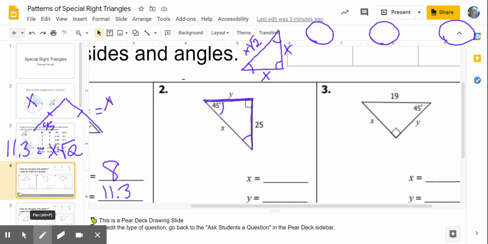Two legs of the triangle have to be what? The same. So is x equal 25 or y equal 25? X or y? I've got y is this side and x is the hypotenuse. So this time y equals 25 because that's the leg. How do I find x?